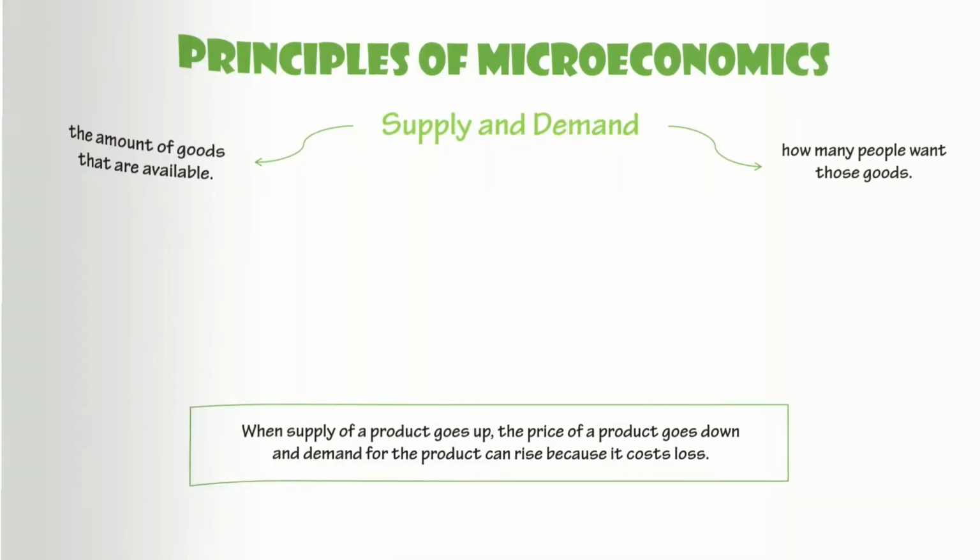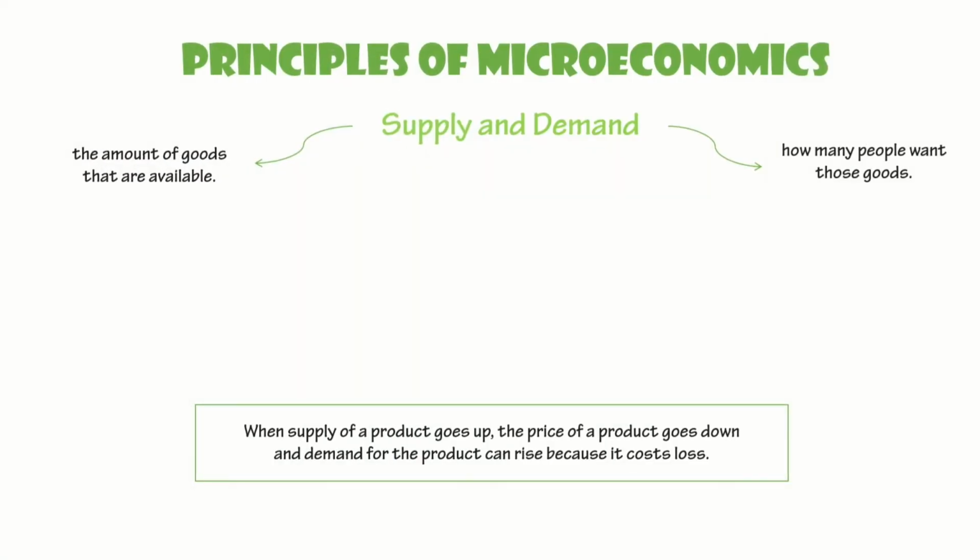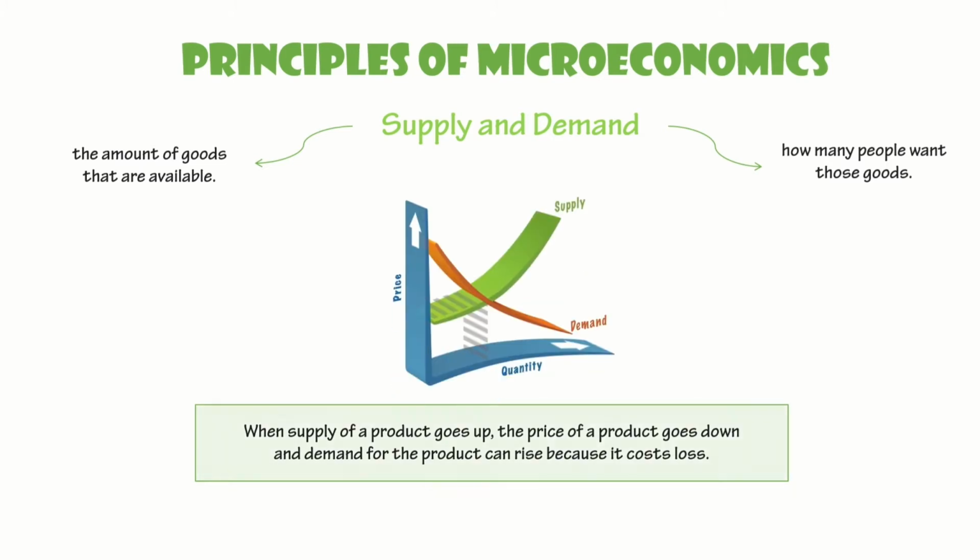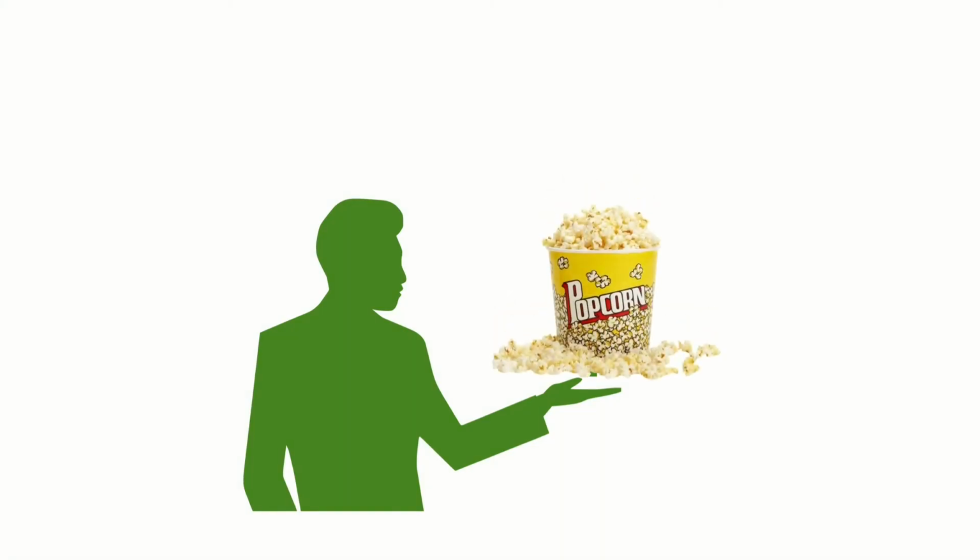The final principle is supply and demand. As it appears on the market, the interaction of supply and demand helps determine the prices of a product or service, with higher demand and limited supply usually making the price higher. Well, guess what? If you're ever wondering why popcorn is so much more expensive in the theaters, microeconomics can help you solve it.